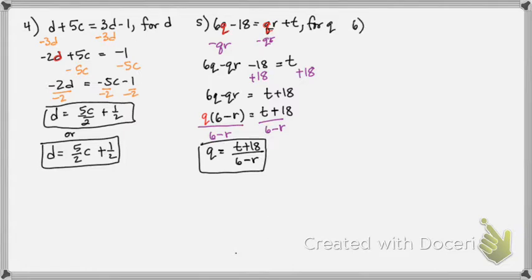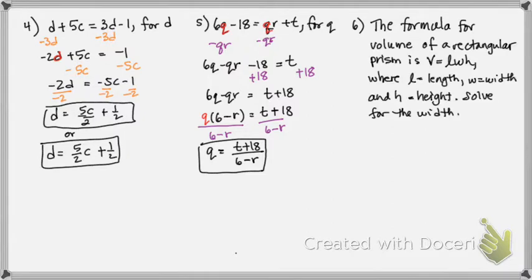All right, I got one more for you. So this one is dealing with the formula, and you're going to have to write this down. So actually, I'm going to pause this, write it, and then come back again. So I suggest that you also pause it and write it down. The formula for the volume of a rectangular prism is V equals LWH. And that means length, L times W times H, where L is the length, W is the width, and H is the height. Solve for the width.